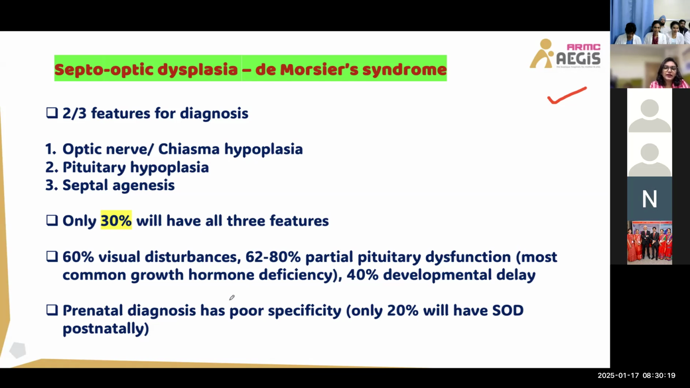So the prenatal diagnosis has a poor specificity, with only 20% of the prenatally diagnosed septo-optic dysplasia cases turning out to truly have SOD postnatally.